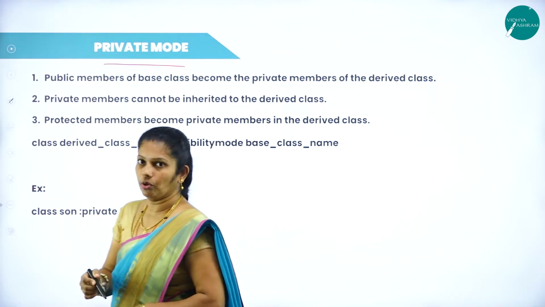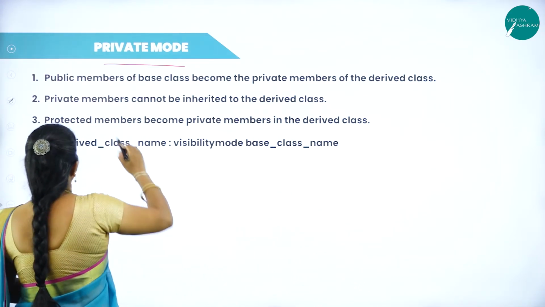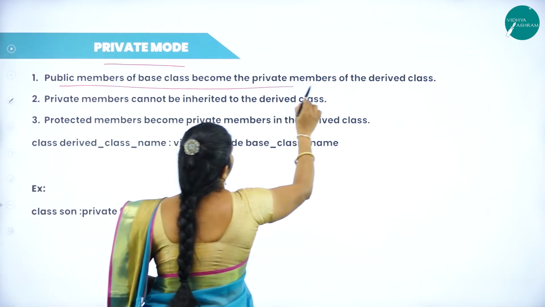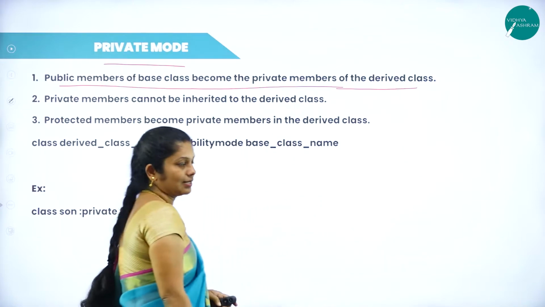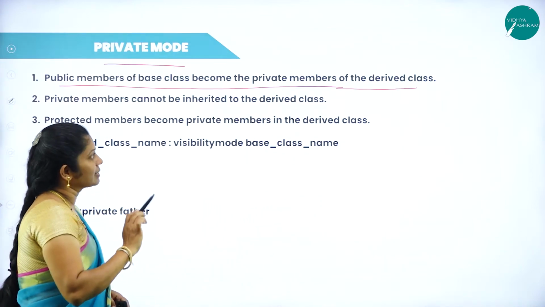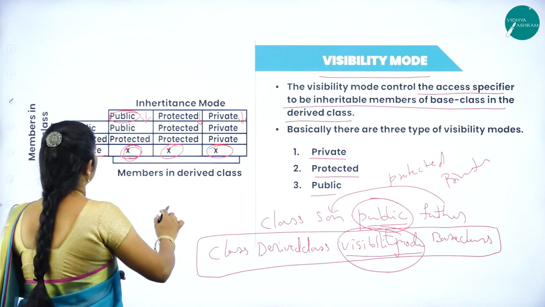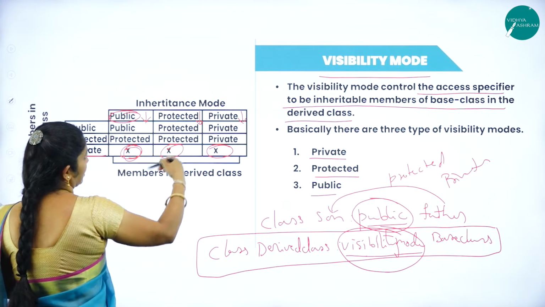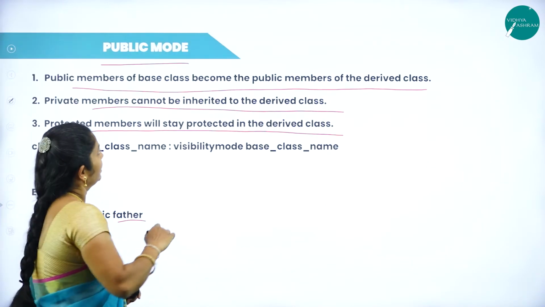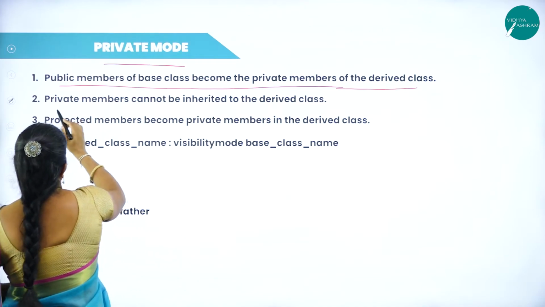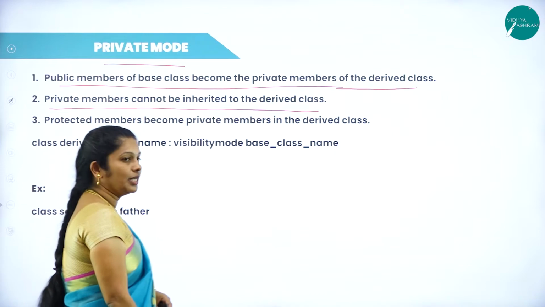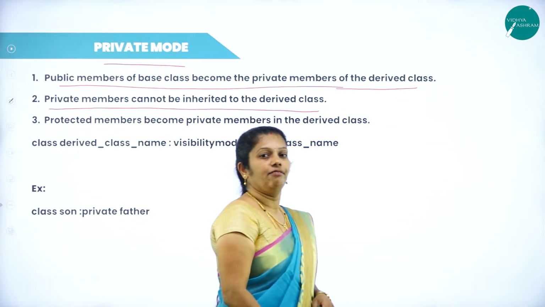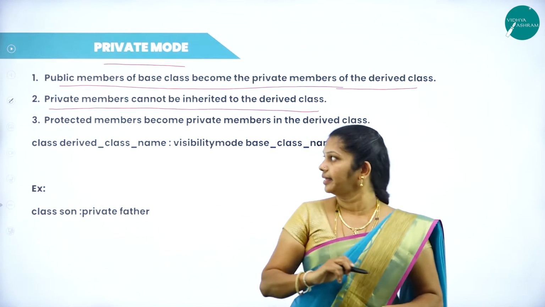Then in private mode also, public members of the base class become the private members of the derived class. Public members of the base class become private. If you observe this, public members of the base class become private in the derived class. Then private members cannot be inherited to the derived class. If it is private, then it cannot be inherited.